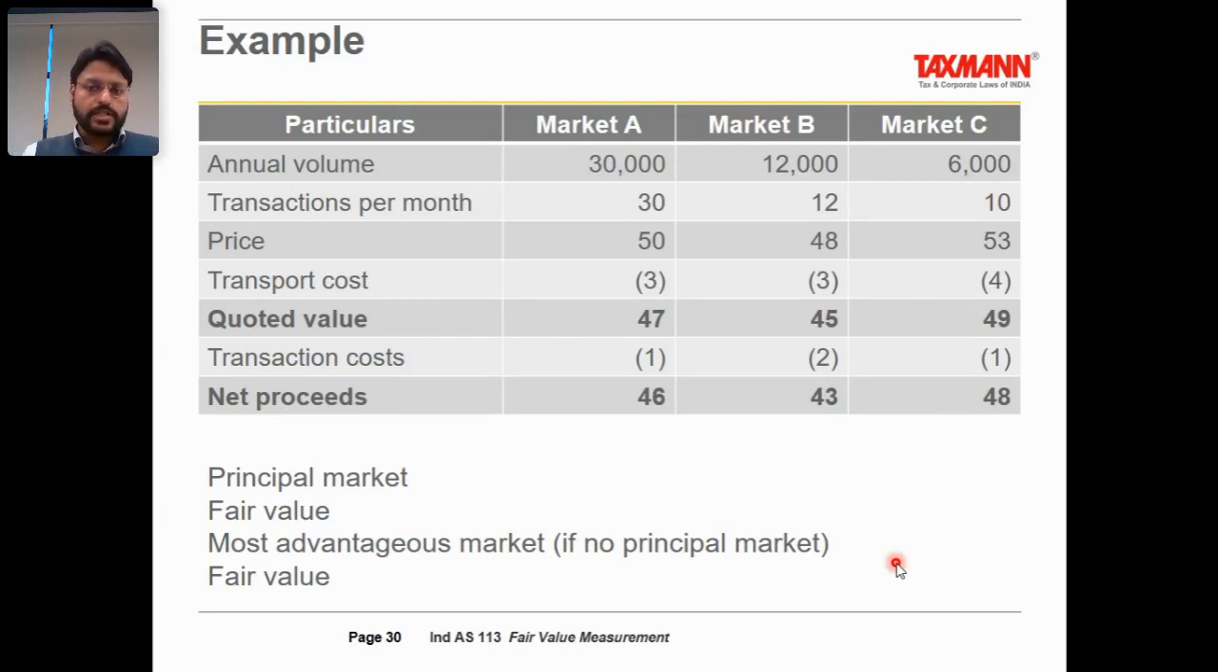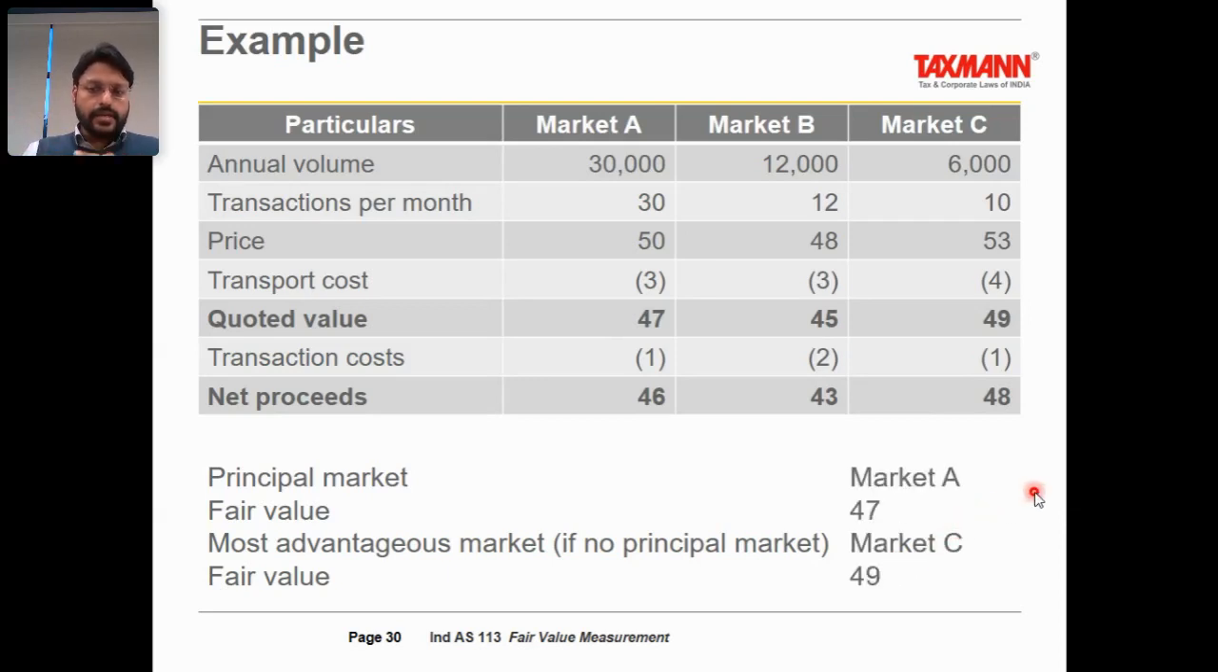Now, what is the most advantageous market? The most advantageous market is that market where net proceeds are highest. So where the net proceeds are highest, 48. That is market C. So market C is the most advantageous market. What would be the fair value? 48 or 49 or 53? So ideally 53 is the fair value. But if transportation costs, as I previously mentioned, are part of the contractual obligation, then those need to be deducted for calculating the fair value. So fair value would be 49 in that case. And 48 is the net proceeds only.